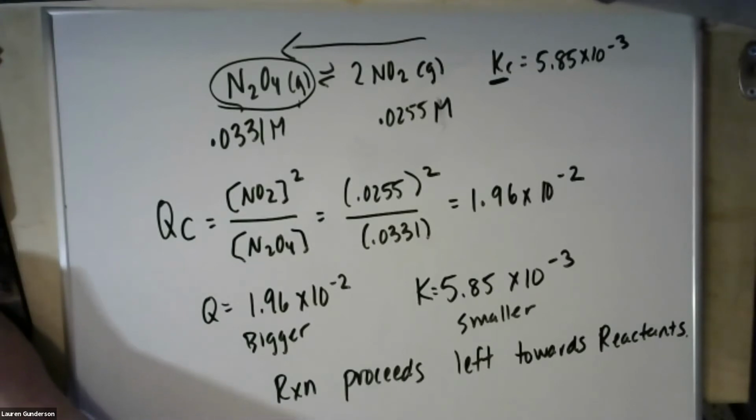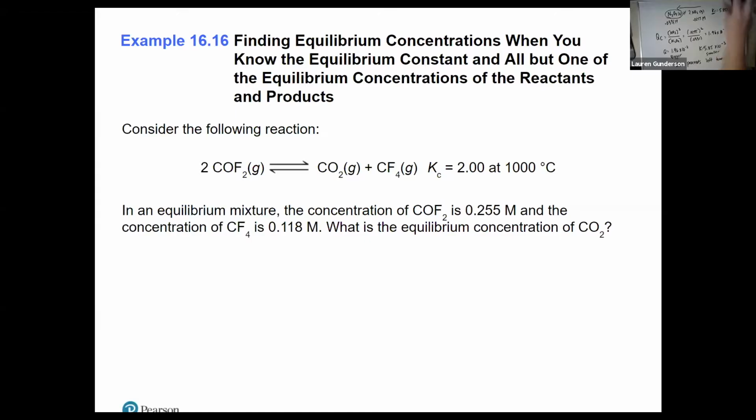All right, we got another different type of example now. So we have 2 COF2 and our Kc here is 2 at 1,000 degrees Celsius.